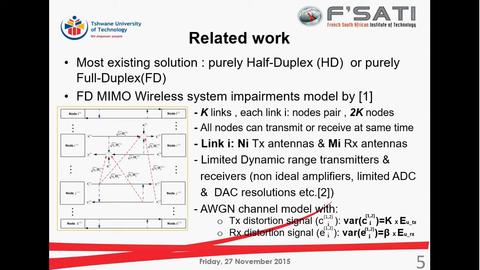They all suffer, of course, from the limited dynamic range and limited ADC and DAC resolutions, which create the impossibility to fully cancel their self-interference. On top of the multiplicative impairments, which include interference, is additive white Gaussian noise that is observed both at the transmitting node and at the receiving node, and is modeled as follows. As indicated on this slide, further details are provided in the paper.